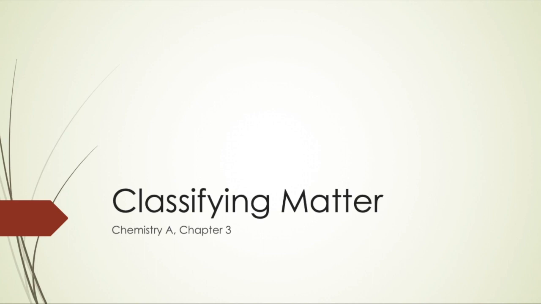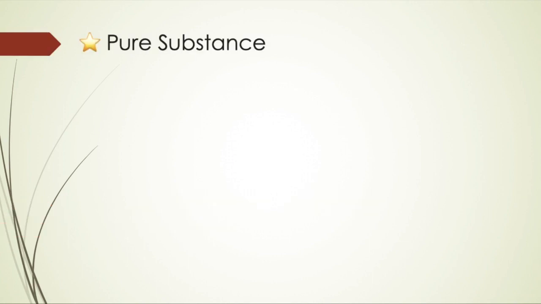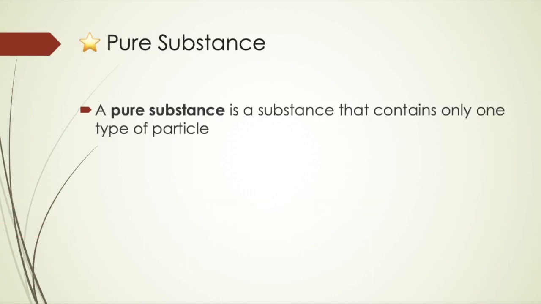Now, matter can first be classified into two main types, and those are pure substances and mixtures. A pure substance is just a substance that contains only one type of particle. So we're talking about there's just one thing present in a pure substance. Pure substances themselves can be subdivided into two categories.